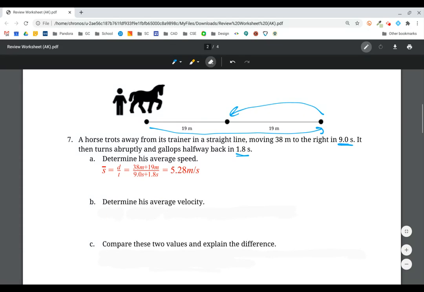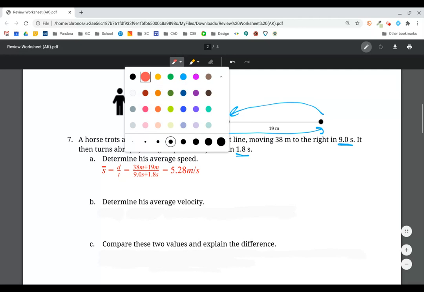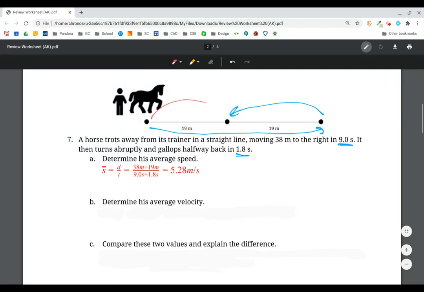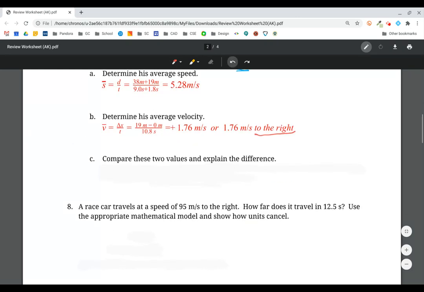In part B, it asks what is the average velocity. And so for the average velocity, we're looking at just the displacement, so where they started and where they ended. In this case, the displacement is just 19 meters to the right, but the total time is the same as in part A. And so when we divide this, we get positive 1.76 meters per second, or 1.76 meters per second to the right, because to the right is what this positive sign is communicating.